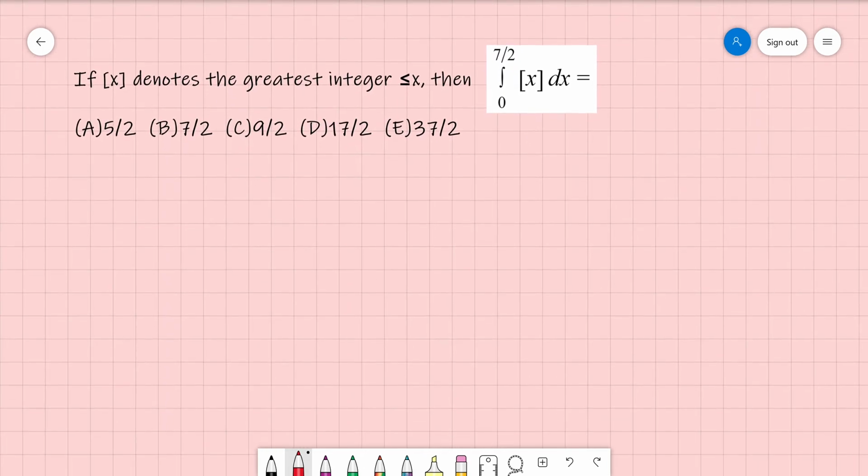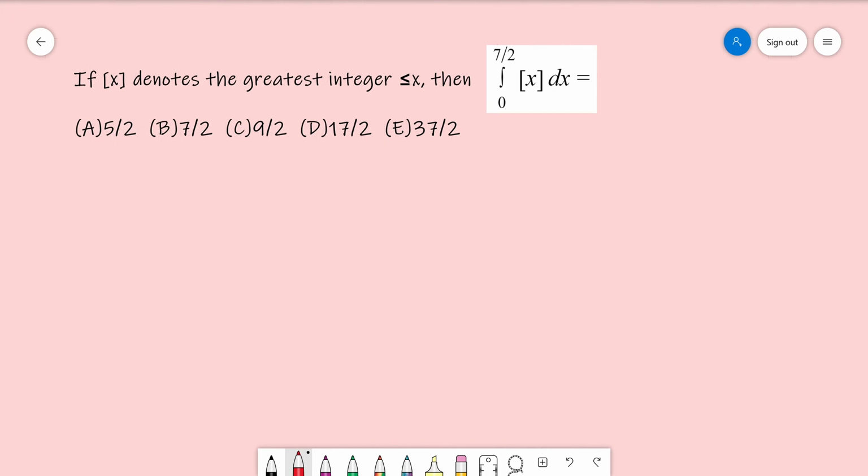This problem is asking us to evaluate an integral, but this integral is not the kind that you would evaluate by finding an antiderivative. This problem is checking more to see if you understand the concept of a definite integral and its meaning as the area under the curve.